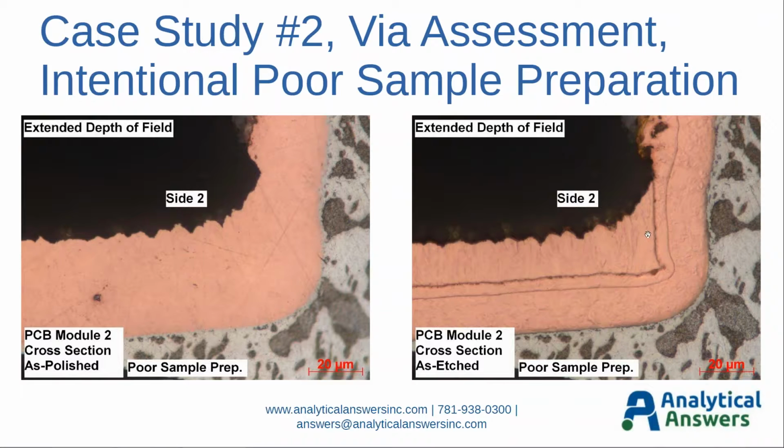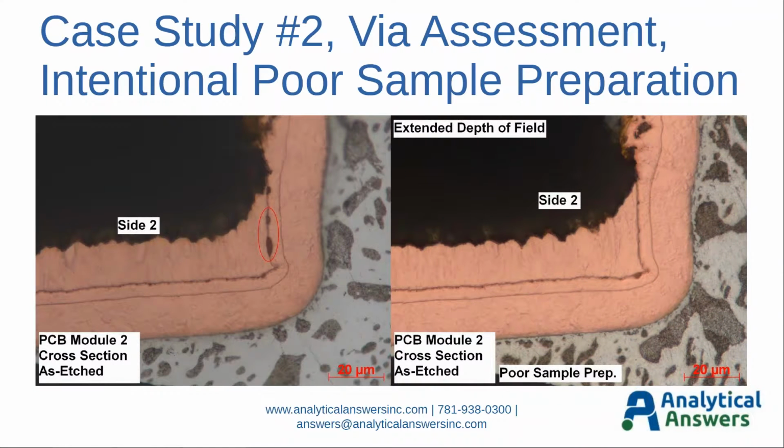This on the right-hand side is an as-etched version of the intentional poor sample preparation that I did on this particular sample. And if you remember back, we saw a couple of anomalies at this electroless copper interface that we're not seeing in this particular sample. Here we have the sample that was prepared properly using proper cross-section sample preparation techniques on the left-hand side, and we can see those anomalies that are fairly subtle here, but they could be catastrophic in nature if they were any larger.